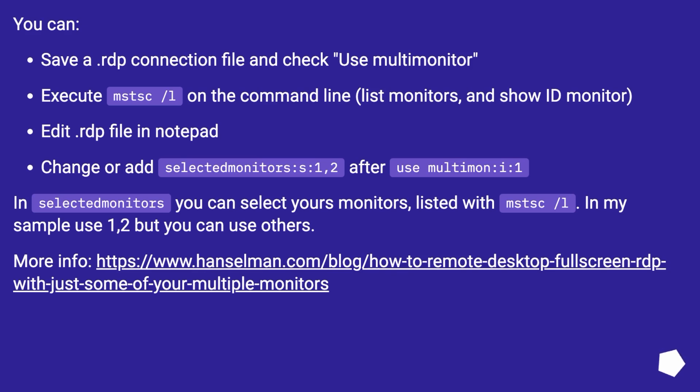You can save an RDP connection file and check Use Multi-Monitor. Execute mstsc /l on the command line to list monitors and show their IDs. Edit the RDP file in Notepad. Change or add selectedmonitors:s:1,2 after use multimon:i:1. In selectedmonitors you can select your monitors, listed with mstsc /l. In my sample I use 1, 2, but you can use others. More info at this URL.